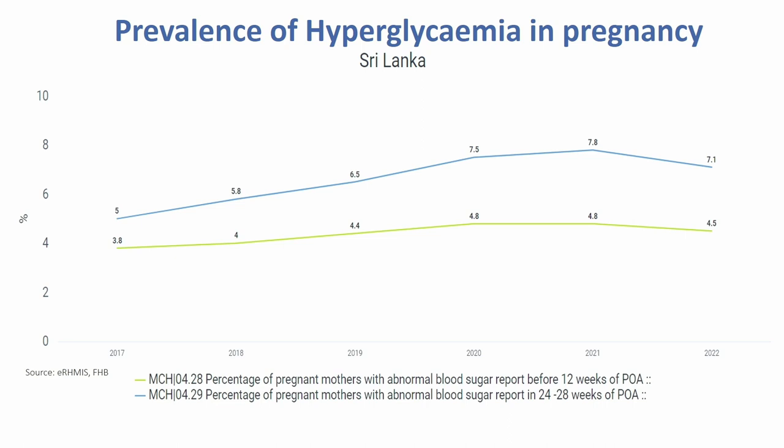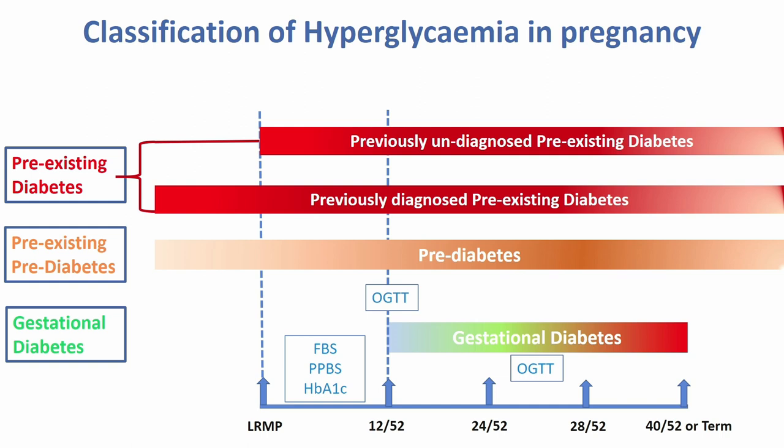And when it comes to classification of hyperglycemia in pregnancy, we know that patients who have pre-existing diabetes can go into pregnancy. So those patients, from the first trimester, we know that they are diabetics and they have hyperglycemia in pregnancy. There is another category of patients who are not known to have pre-existing type 1 or type 2 diabetes, but they get pregnant, and while in their first trimester, we diagnose them to have diabetes. There's another group, pre-diabetes, who get pregnant. And gestational diabetes, by definition, is a blood sugar rise with onset after the first trimester, after 12 weeks of POA, and it's a transient condition which resolves after delivery of the baby.